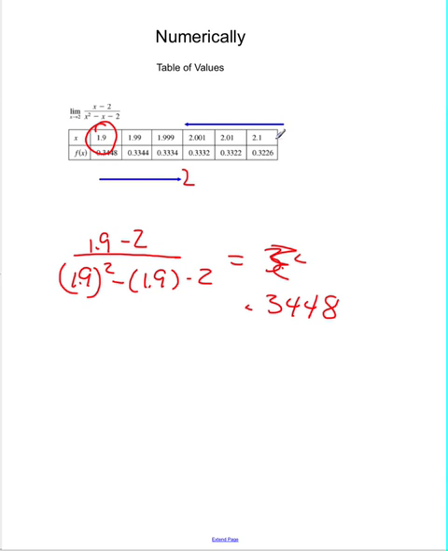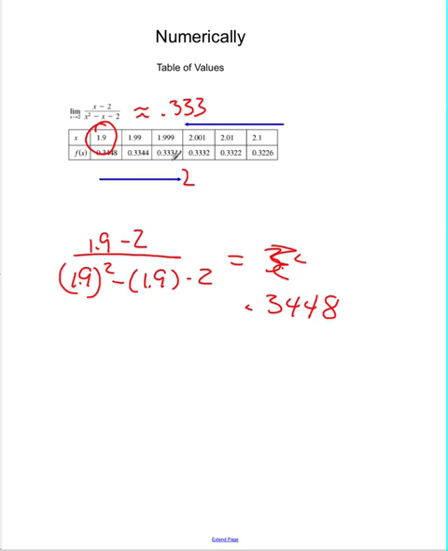Well, if we go from right to left, this direction, when I put 2.1 in, I get 0.3226. And these, as you can see, they also go down. Excuse me, these actually go up to where they get closer to 0.333. So you could approximate the limit, and just give me an approximate 0.333.